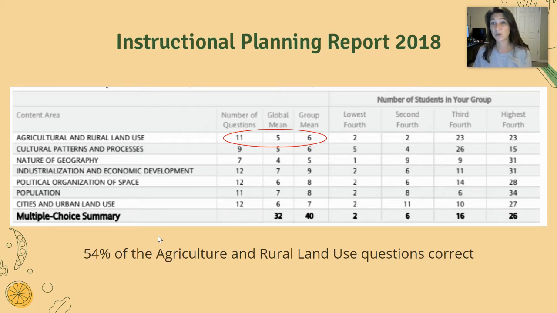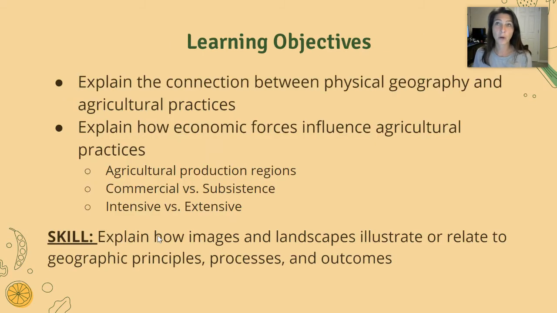And it meant that I needed to do some kind of shift in the way that I taught the unit. So, agriculture is one of my favorite units to teach, but part of the agriculture unit requires students to identify economic forces that influence agricultural practices. So essentially, they have to be able to identify and explain what the agricultural production regions of the world are and why they're located there. So it's connected to both of those two learning targets that you see on the screen, explaining the connection between physical geography and agricultural practices, which sort of determines why certain agricultural practices are occurring in various places in the world.